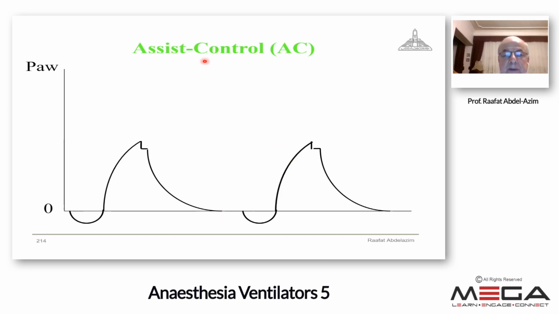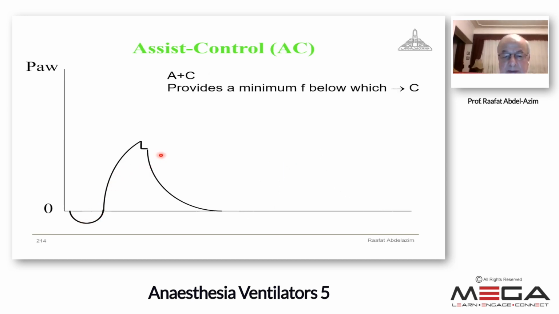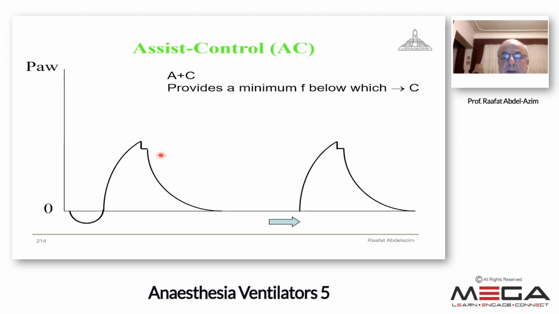But in assist control ventilation, when the patient breathes, the ventilator will help. But if there is no spontaneous breathing, the ventilator will give a stroke, will give assistance at a minimum frequency that we adjust. So we start assist control ventilation to sense the patient effort. And if there is no patient effort, the ventilation will be exactly like controlled ventilation.